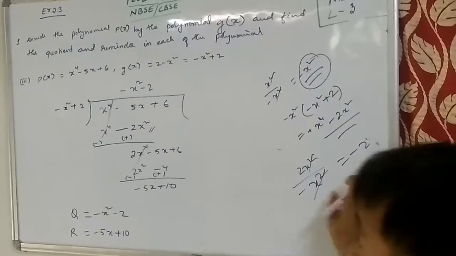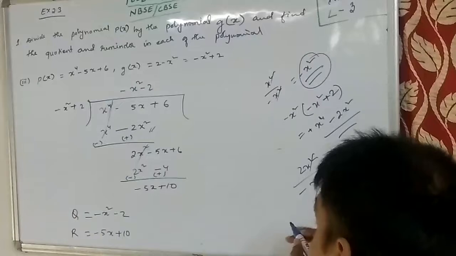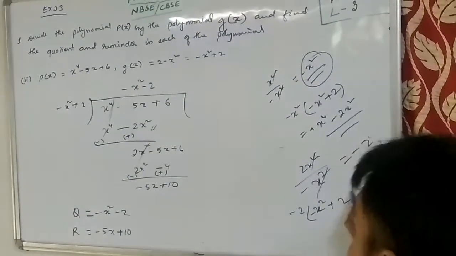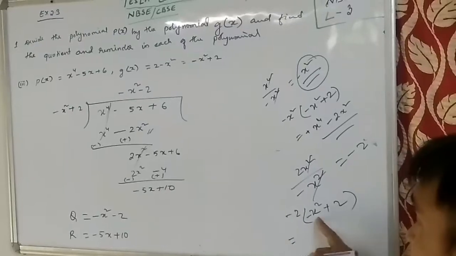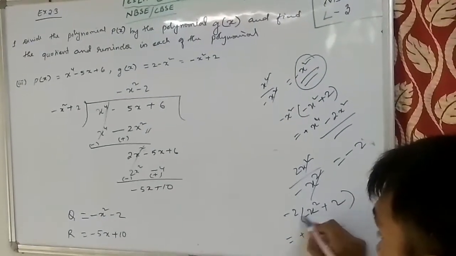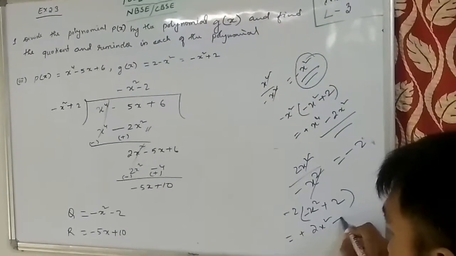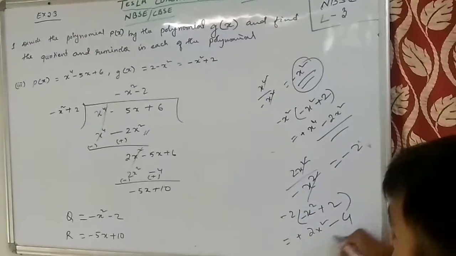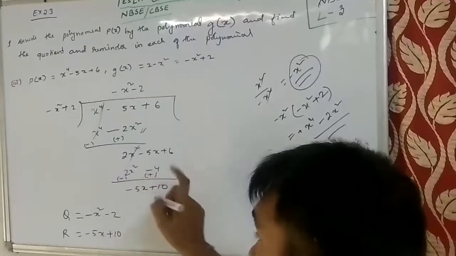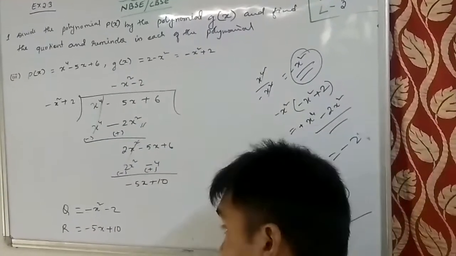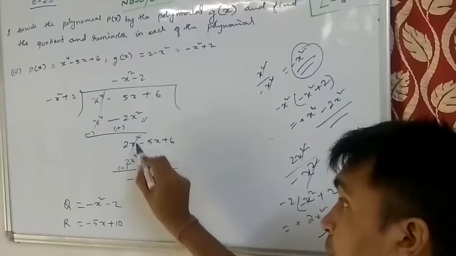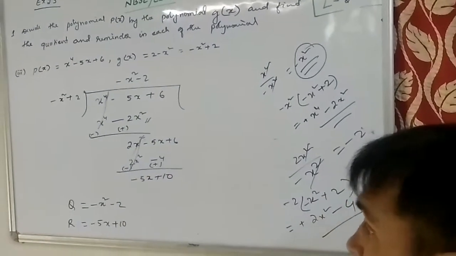So this minus 2 again we have to multiply with this, so it will be minus 2 into x square plus 2. So minus into minus, it becomes plus, 2 into x square becomes 2x square, minus into plus is minus, 2 into 2, 4. So we have written here 2x square minus 4. Now we are going to change the sign. So this plus sign will become minus, this minus will become plus, and this 2x square is opposite, so it cancels.